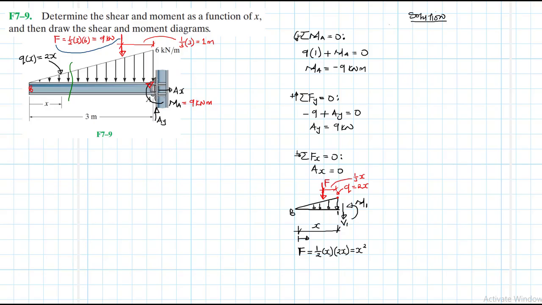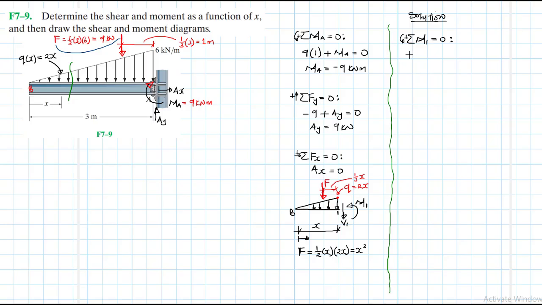Great. So what we now know is what this F is. Let's apply the equations of equilibrium. Say summation of moments about point 1 equal to 0, and clockwise being our reference. What do we have?